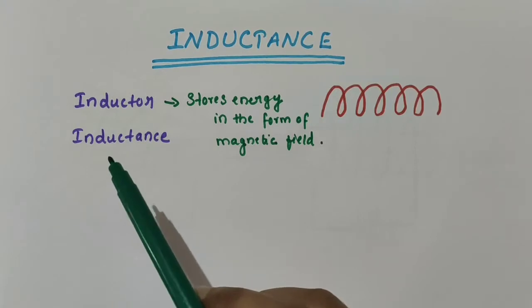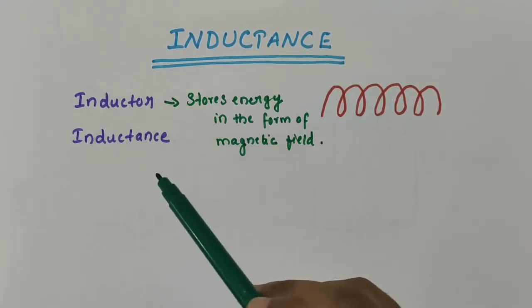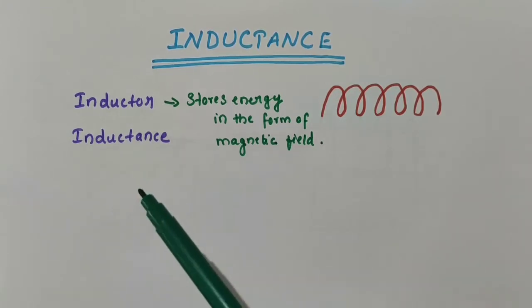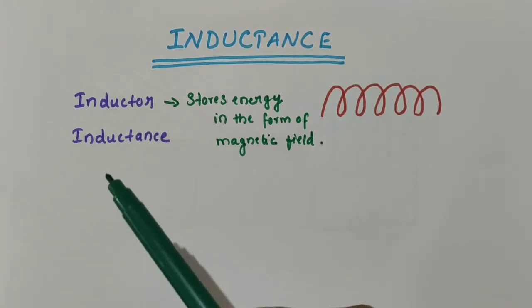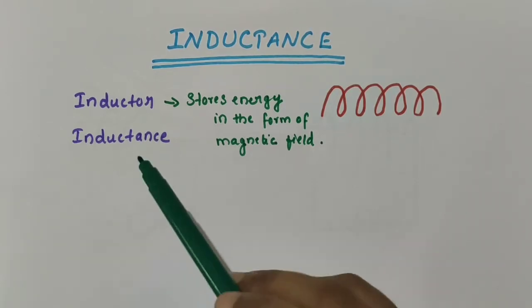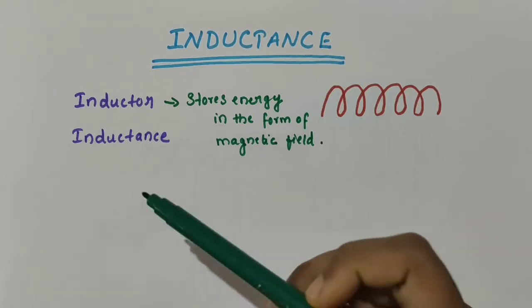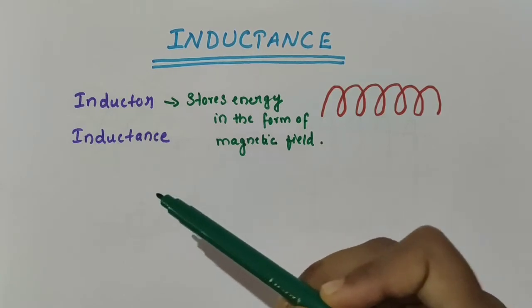Now, inductance is actually the tendency of an electrical conductor to oppose the change in the electric current flowing through it. Or we can say that inductance is a property of an electric conductor that causes an EMF to be induced or generated by a change in the current flowing through the conductor.